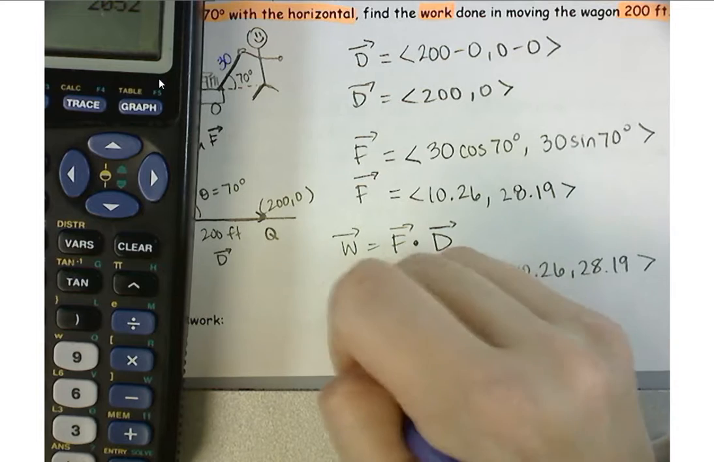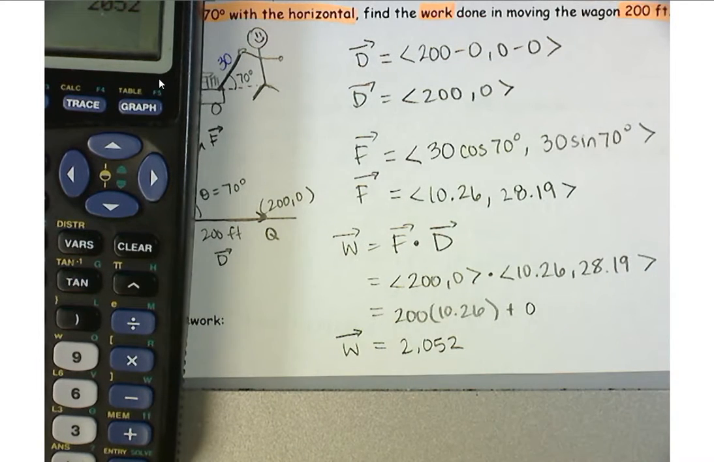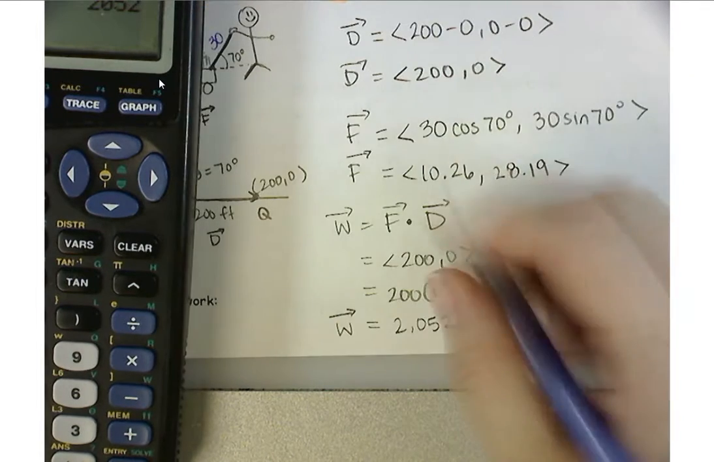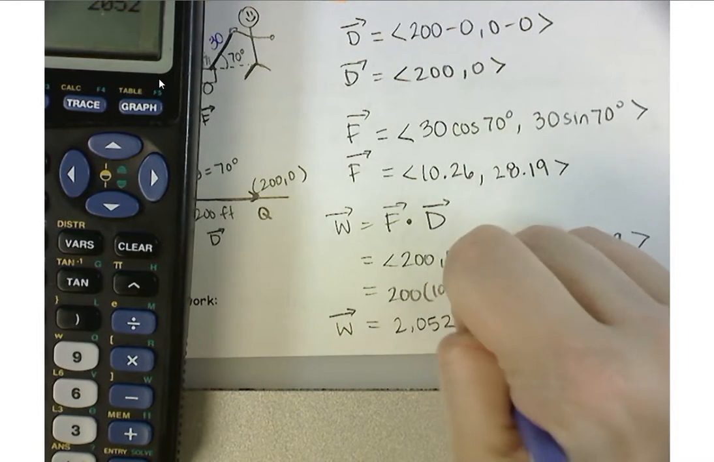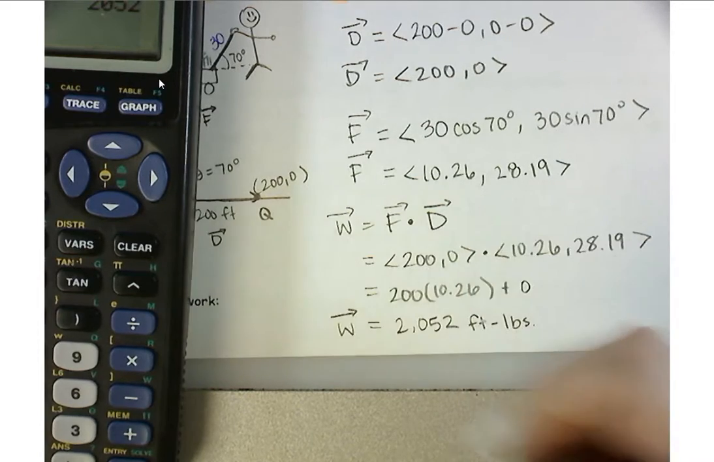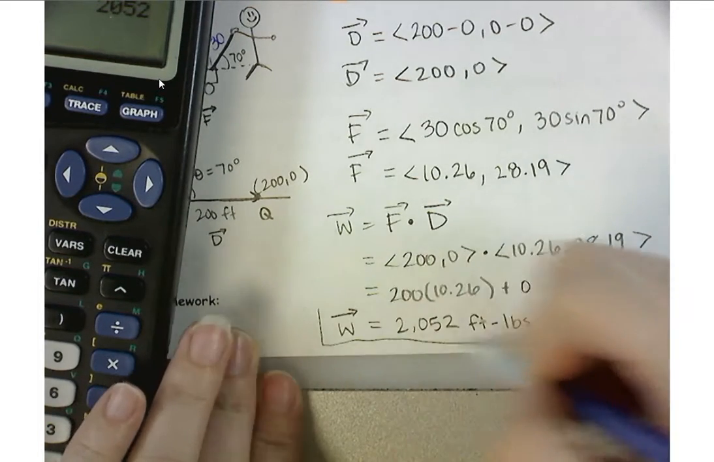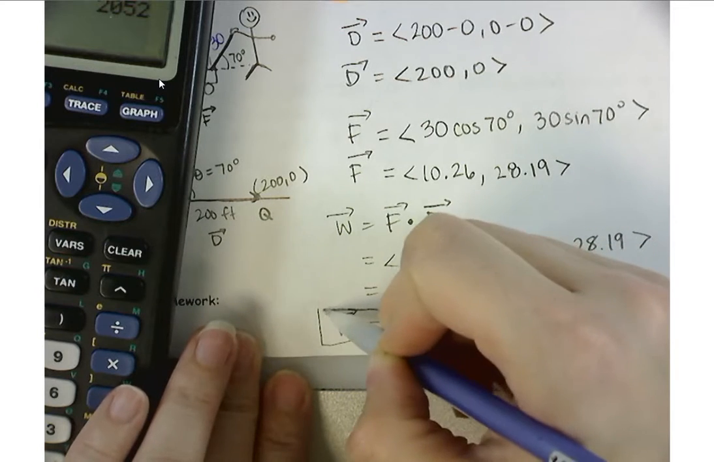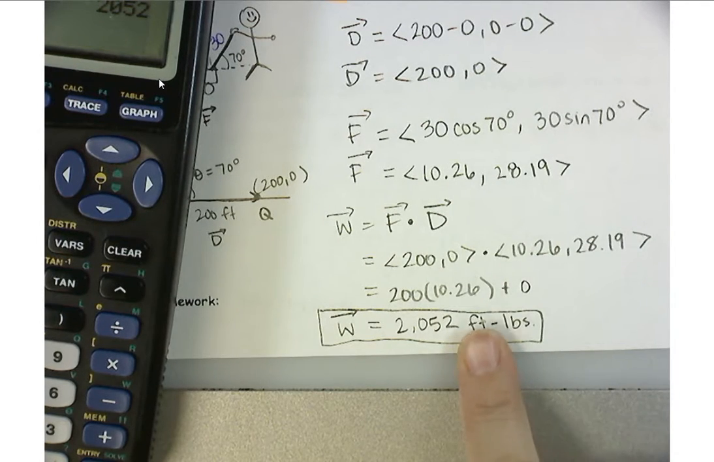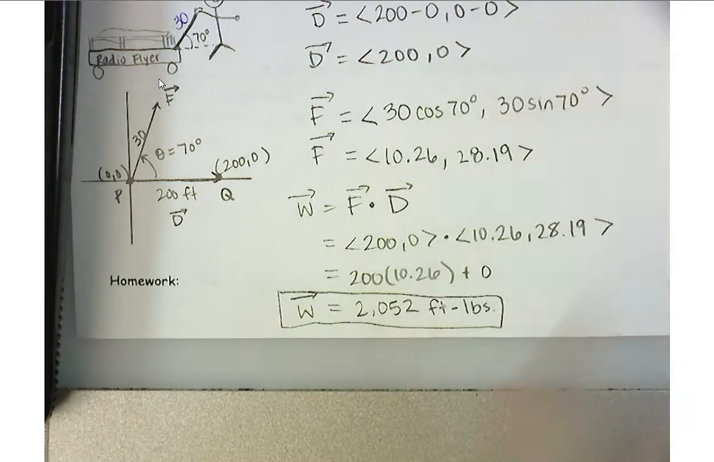Okay, now the unit for this work is the distance and the force. So the distance is measured in feet, the force is measured in pounds. So this is called foot-pounds, which I know is really strange. Okay, but it's telling you the force in terms of feet and pounds. Okay, so 2,052. Okay, so again, the way that you calculate your unit is the distance and then the unit for your force.